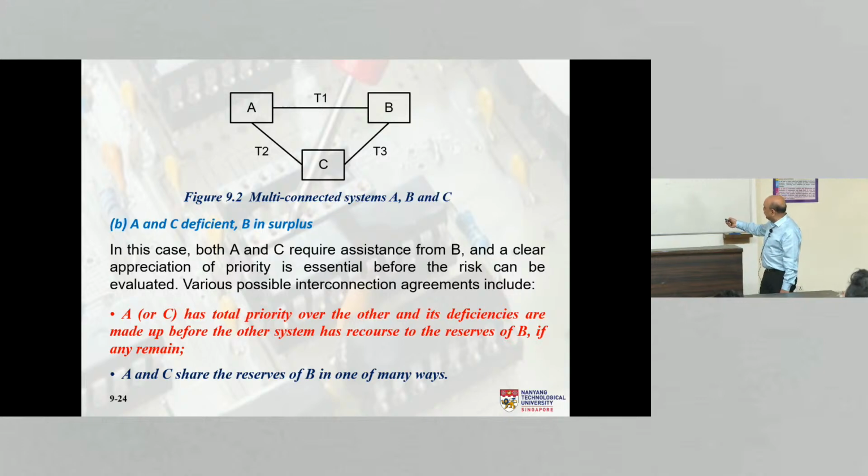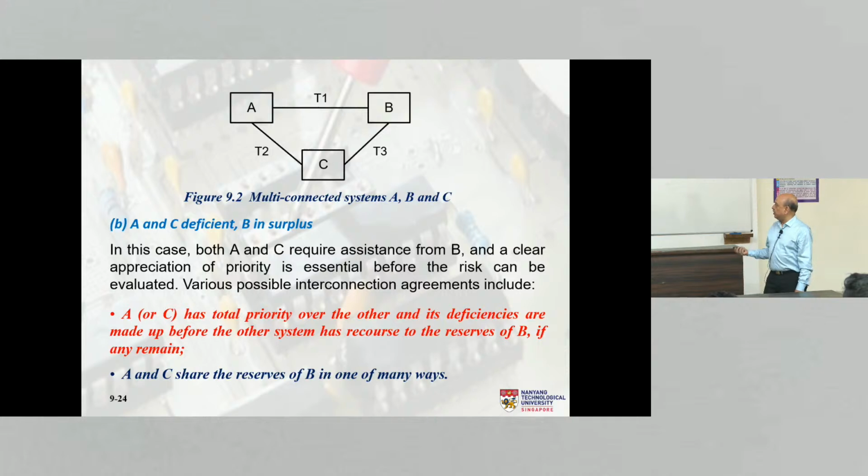But it depends upon the interconnection agreements here. Who takes priority? I mean, B has surplus. Should it give first to A and then to C? Or should it give first to C and then to A if it has got any more surplus left, right? So that agreement is very important. A or C has total priority over the other and its deficiencies are made up before the other system is helped. That could be one possible agreement.